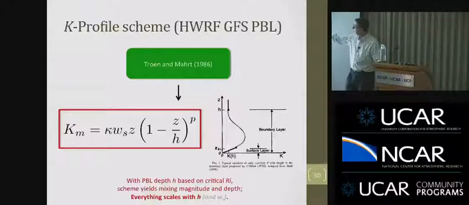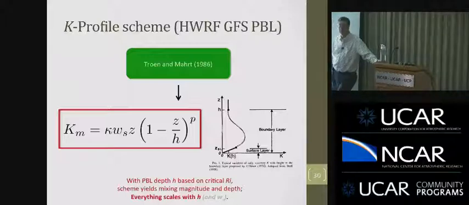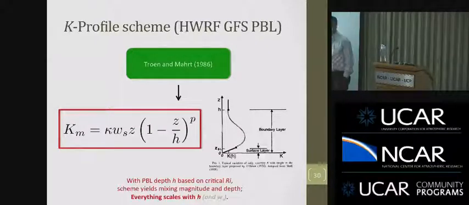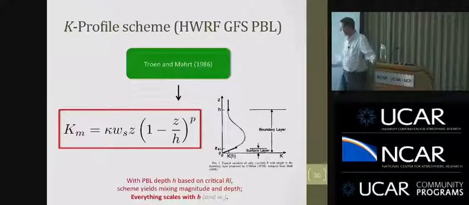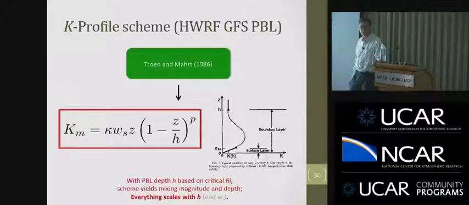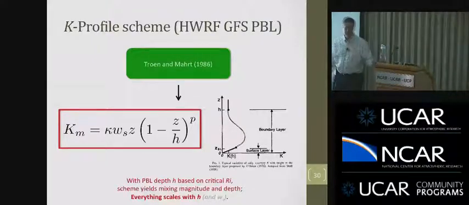And this goes back to Troen and Mahrt 1986 and previous papers. And what they are trying to do, within the PBL, is basically model the eddy mixing applied to momentum or heat or moisture with an equation that looks like this. Okay, so K_M is the eddy mixing. Kappa is von Karman's constant, usually 0.4. W_s is a velocity scale that varies amongst similar schemes, but it usually conveys information relating to the surface layer. P is a profile shape constant, but basically gives you a nice profile that looks like this when it's set to 2. And H is the boundary layer depth, okay?